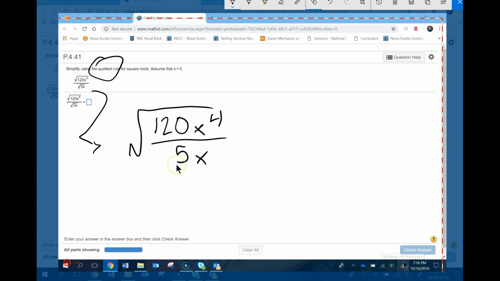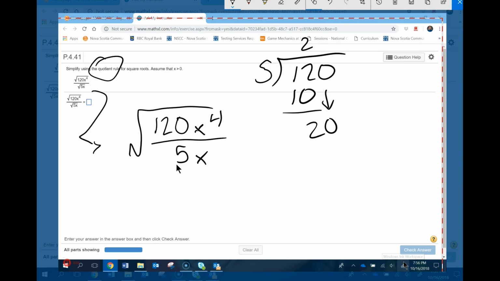120 divided by 5, no idea. So I'm going to just do it out old school. 5 goes into 12 twice. Subtract, I get a 2. 5 into 20 goes 4 times. So this becomes the square root of 24.